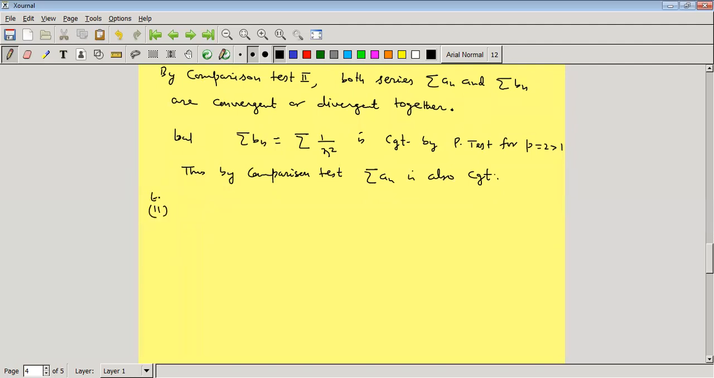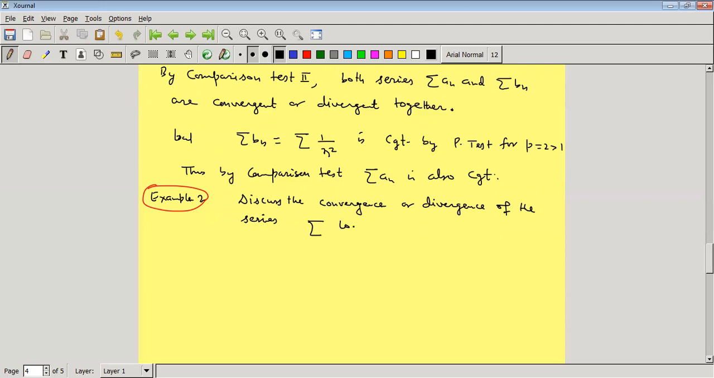Second example is: discuss the convergence or divergence of the series summation (log n) to the power 6/5 upon n to the power 6/5.